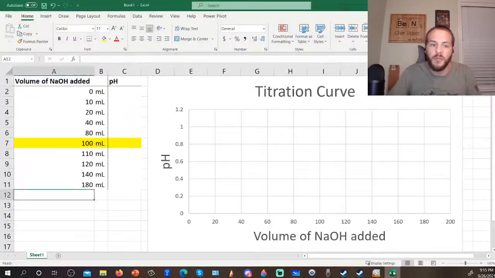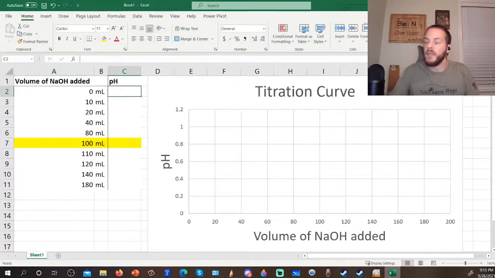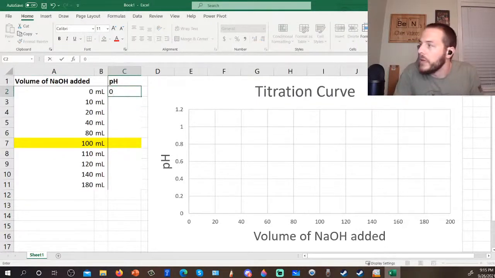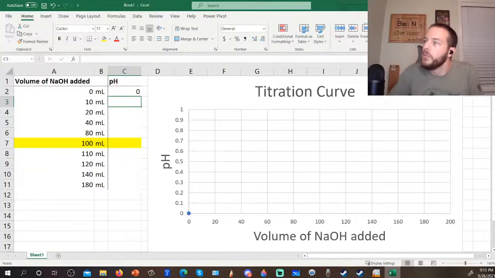So I'm going to hop into Excel real quick. I'm just going to populate this cell right here with a 0. So that's going to plot our first point on the titration curve, which is right here: 0 milliliters of sodium hydroxide added, and 0 pH, right?